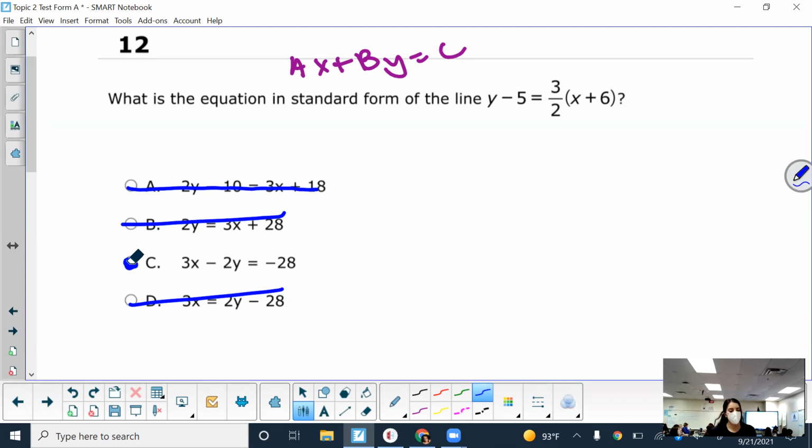But on your test, I don't think that one's multiple choice. So let me see. All right, I don't see on your test where you have to convert that to standard form. So I'm not going to. I don't want to confuse you. But if you did, all you're doing is distributing and then moving the X term so that it's on the same side as your Y term. All right, questions?